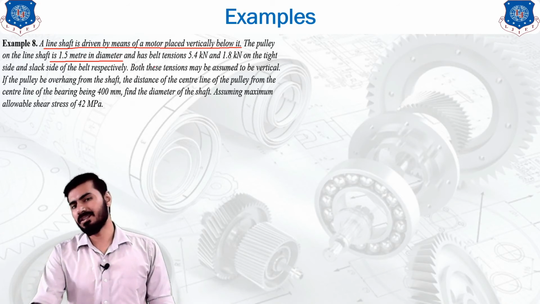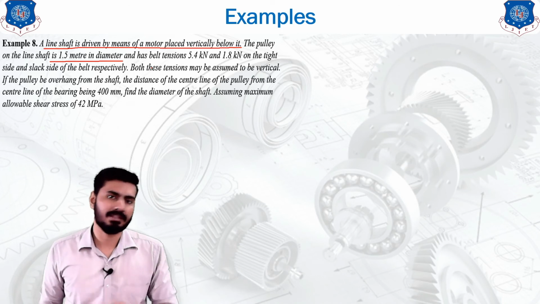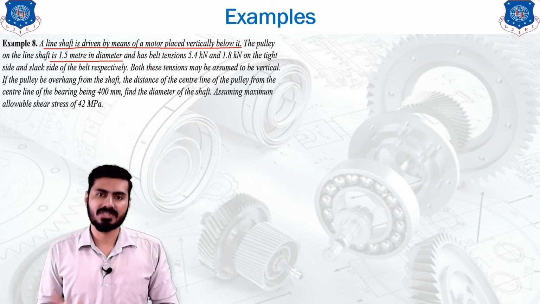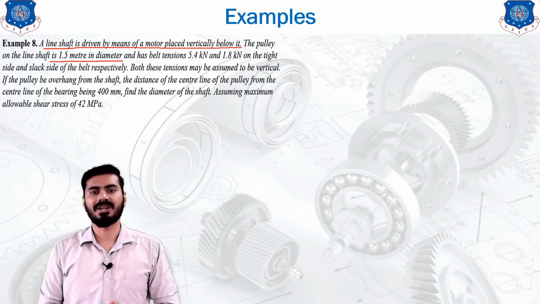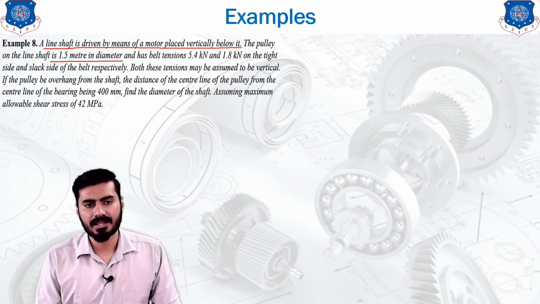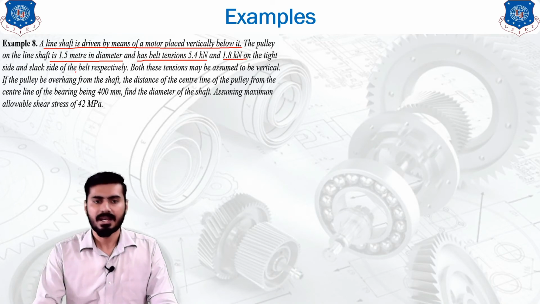So if the pulley is utilized, then there must be a belt which is wrapped on the pulley, and if your motor is below the shaft, then the belt must go vertically downside in order to rotate the shaft in any direction. So the diameter is 1.5 and has the belt tension 5.4 and 1.8 kN on the tight side and the slack side of the belt respectively.